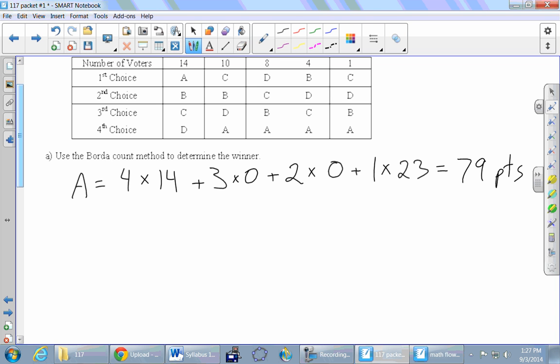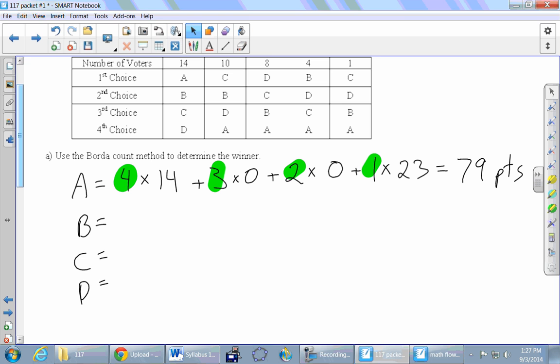So I want you to divvy up the work in your tables. One of you do B, somebody else C, and somebody else D. Just one quick highlight. If you look at the first numbers here, they're going to be the same for all of the calculations: 4, then 3, then 2, then 1. So see what you can get, and then we'll put answers up here.